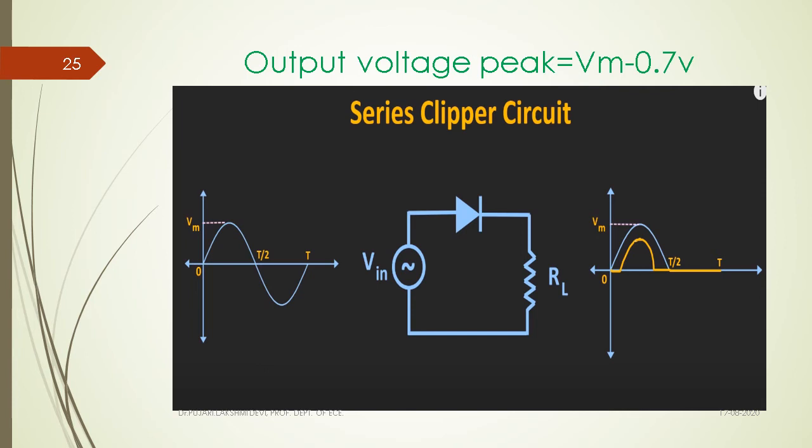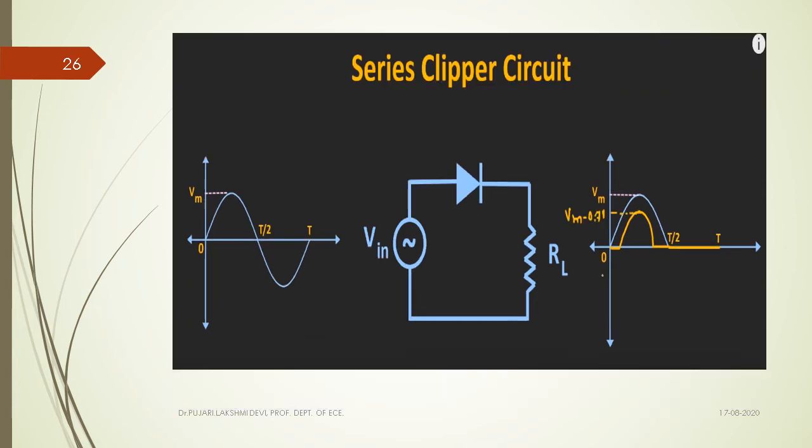This is the functionality of a series clipper, a simple circuit. But in this, how much maximum output voltage will you get? Vm is the maximum voltage in the ideal case of the diode. In the practical case of the diode, it is Vm minus 0.7 volts, that is the drop across the diode. Considering 0.7 volts, the output of the load, that is the drop across RL, is according to KVL, Kirchhoff's voltage law.